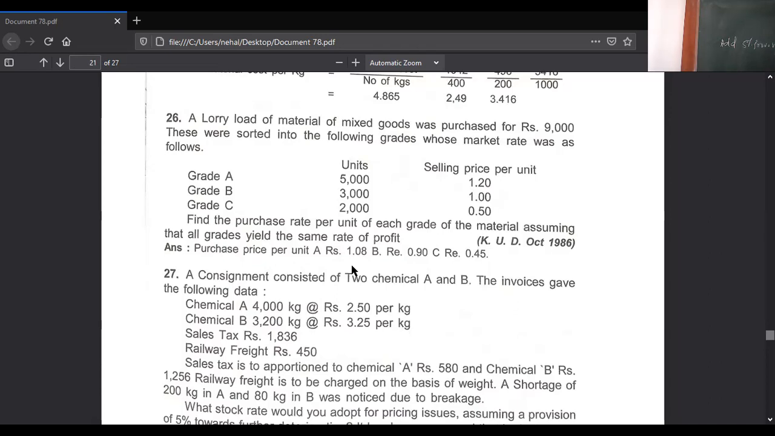Then calculation of profit on each grade. A grade is equal to 1.2 into 10%. B grade is equal to 1 into 10%. C grade is equal to 0.50 into 10%. You also take the profit. Step completed. Next step: cost is equal to selling price minus profit. Selling price of first grade is 1.2 minus 0.12. Second, 1 minus 0.1. Like that you calculate and complete it.